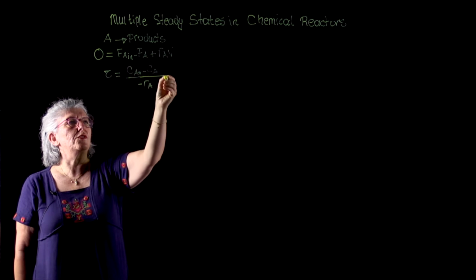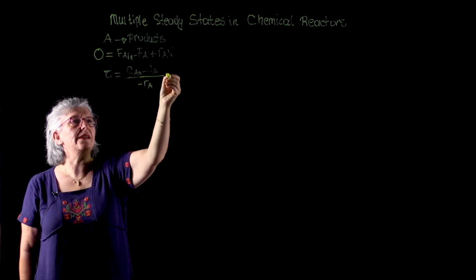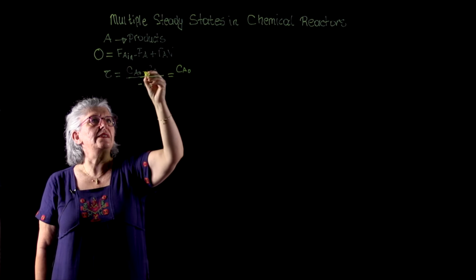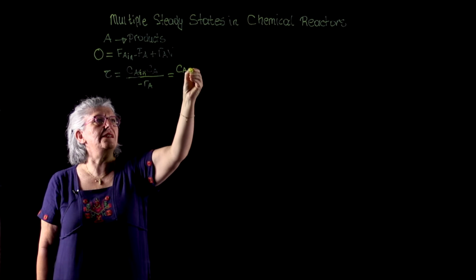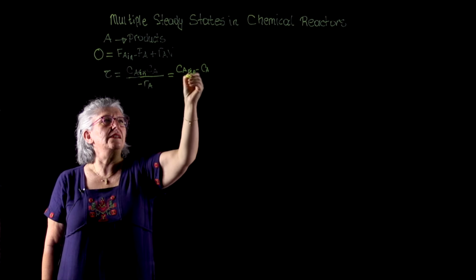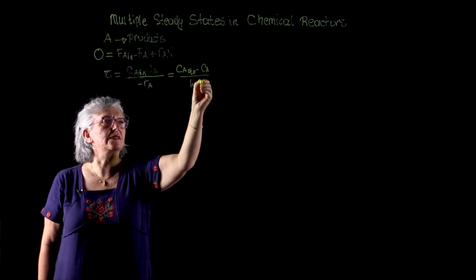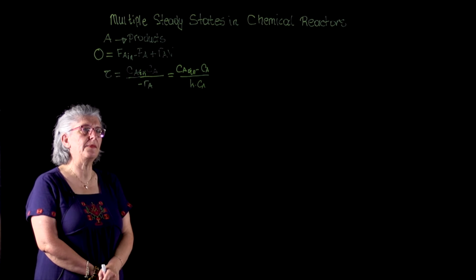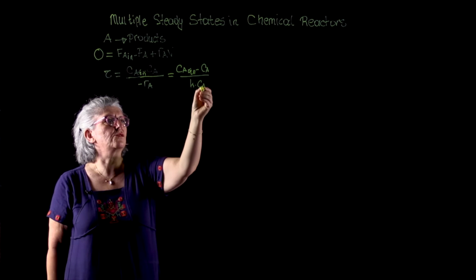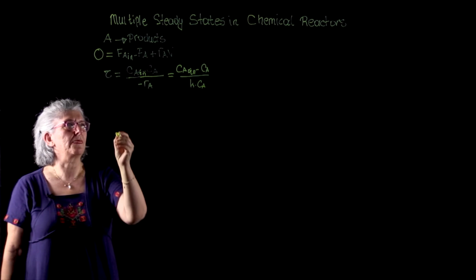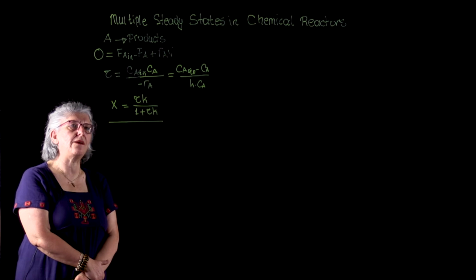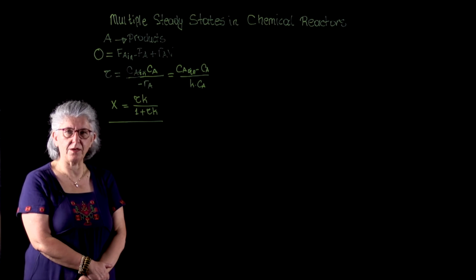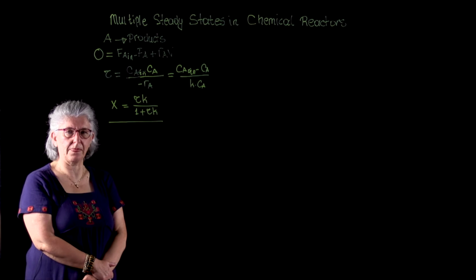And substituting for R sub A as K times Ca, we have this expression: Ca in minus Ca divided by K times Ca. Ca in is the constant inlet concentration of species A. Ca is the concentration throughout the reactor for the mixed flow reactor. The expression above reduces to a relationship between conversion X, the space-time tau, and the reaction rate constant K.